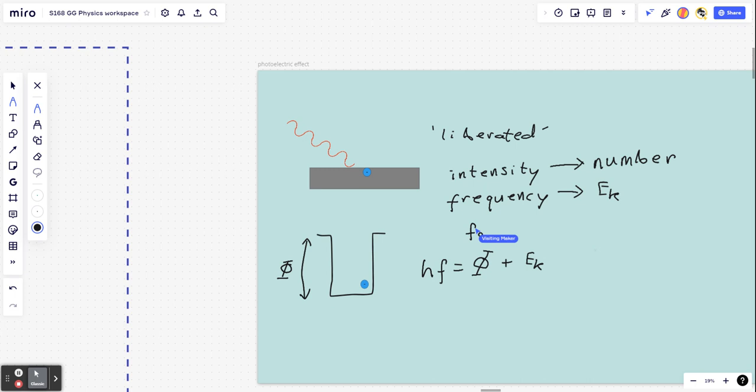So this is only if hf is greater. I'll just say greater. It has to be greater than the work function. If it was just equal to the work function, then it doesn't actually have any energy at all to leave. It still needs some kinetic energy to move. So anything greater than the work function, you could then use this relationship here.